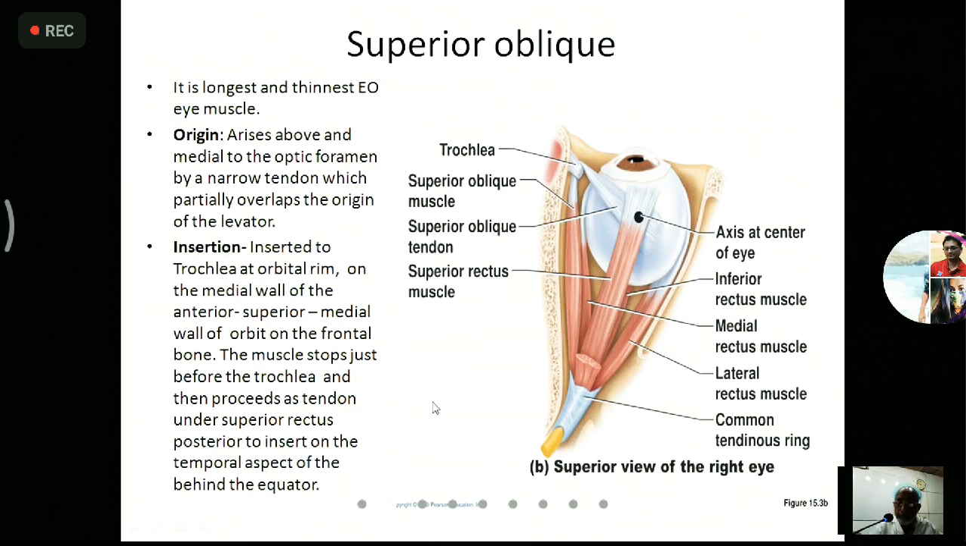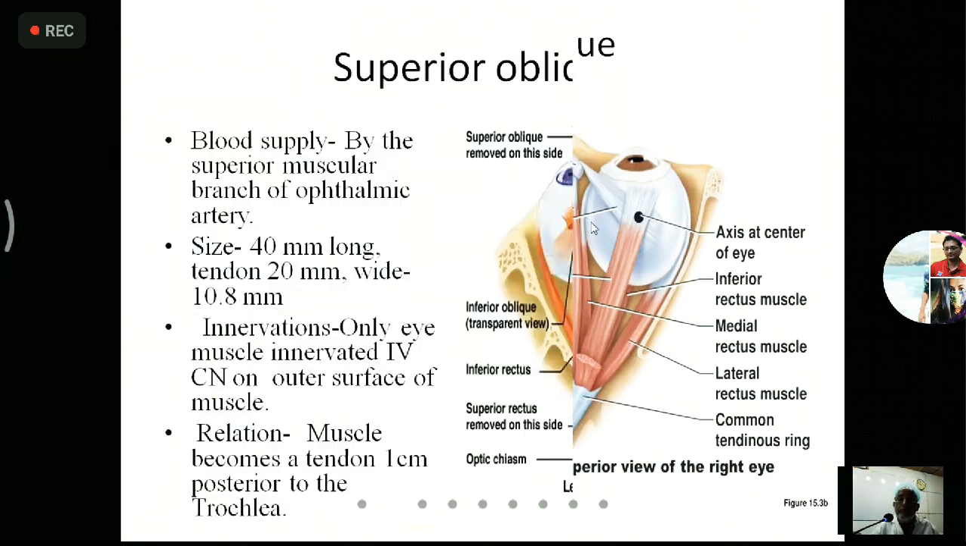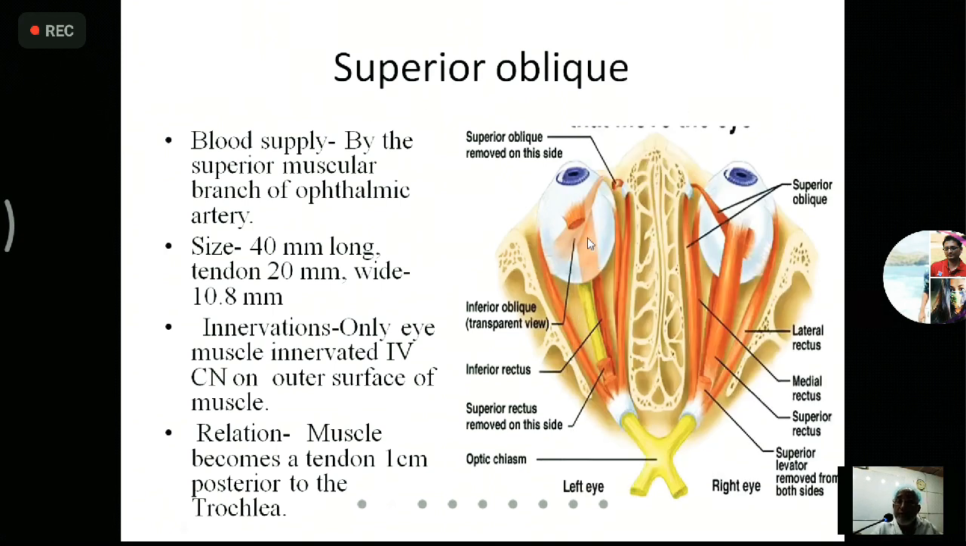Okay, now this is the superior view of the right eye, and this is the tendon. And this is another picture, both eyes. This is the superior oblique, here is the pulley. This is the superior oblique, here is the pulley, superior oblique on this side. It is 40 millimeters long, the tendon is 20 millimeters, that cuts to a whole of 60 millimeters, and 10.8 millimeters wide.